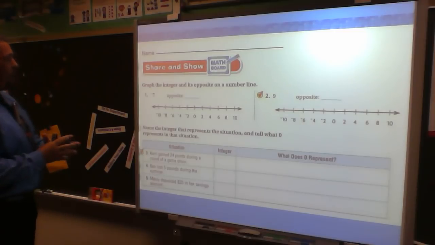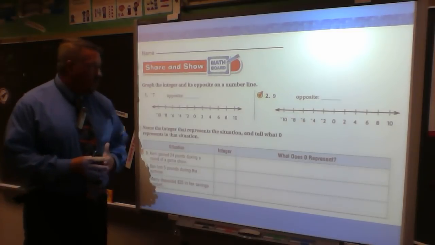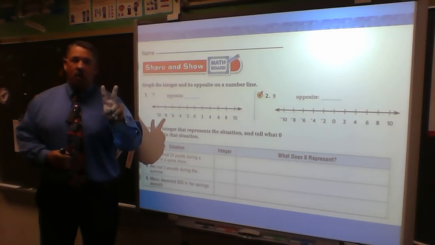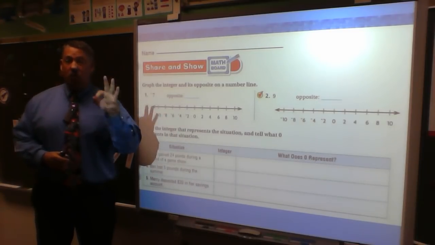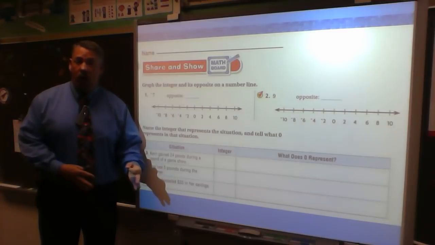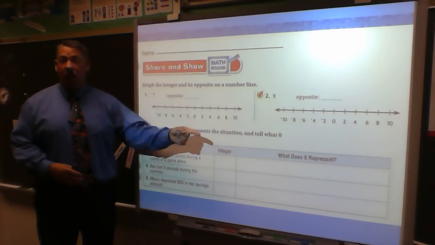All right, so graph the integer and its opposite on a number line. So I have 2 things on my number line, 2 points, and then I have to write down its opposite. That's a 3rd point. There's no work to show here. It's just 3 straight points to get.